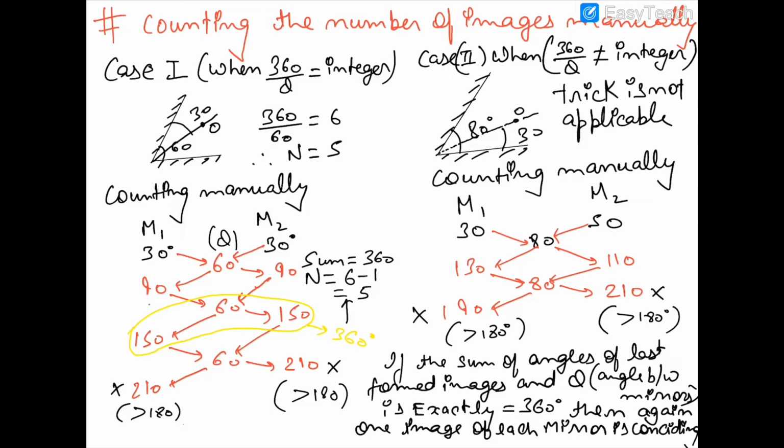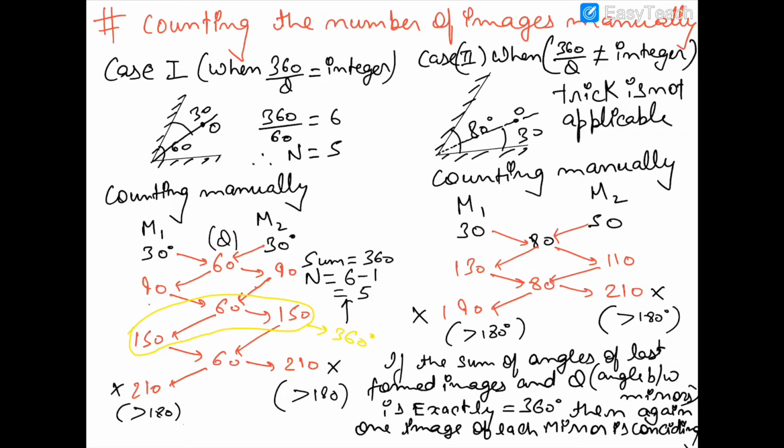So now I have also taken the object to be asymmetric. Asymmetric means that the object is placed on a line which is not dividing the angle of the mirrors equally. In fact, one angle is 30 degrees with that line, and the other angle will be 50 degrees with that line. So in this case that trick is not applicable, obviously, because 360 by theta is not an integer. So we have to count the number of images manually by the method which I have demonstrated here.